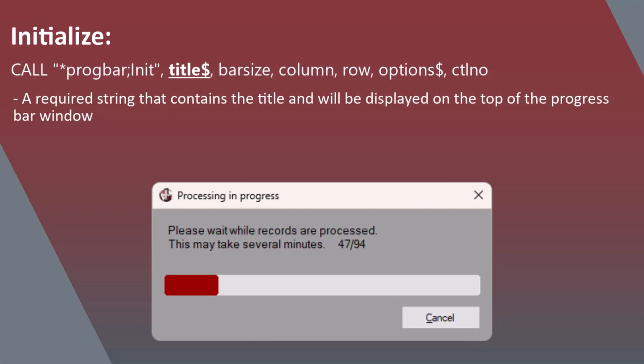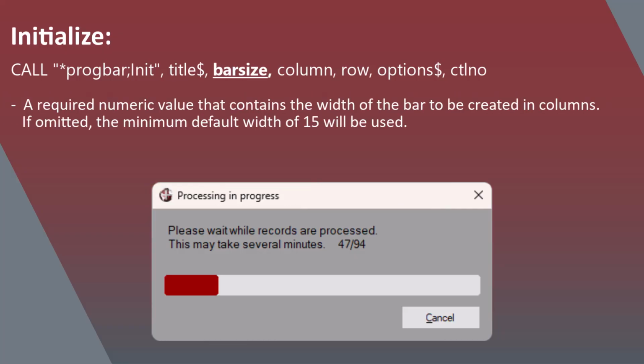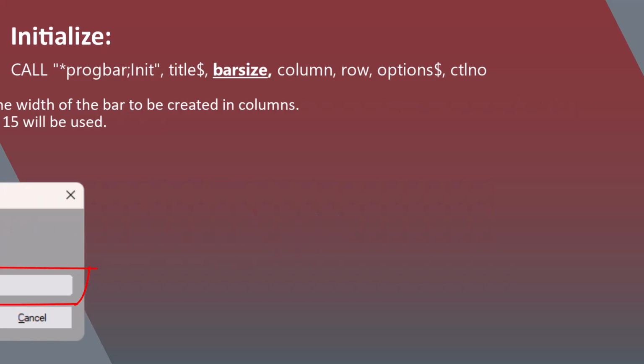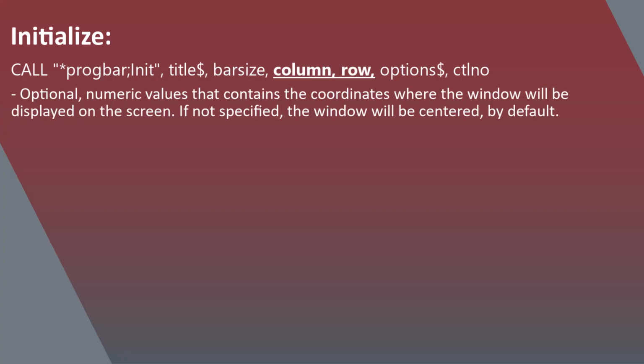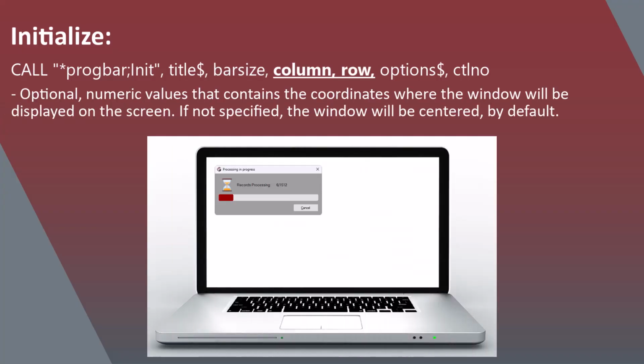The first parameter, shown above as title$, is a string that contains the title and will be displayed on the top of the Progress Bar window. The second required parameter, shown above as bar size, is a numeric value that contains the width of the bar to be created in columns. If omitted, the minimum width of 15 will be used. The next 4 parameters are all optional.